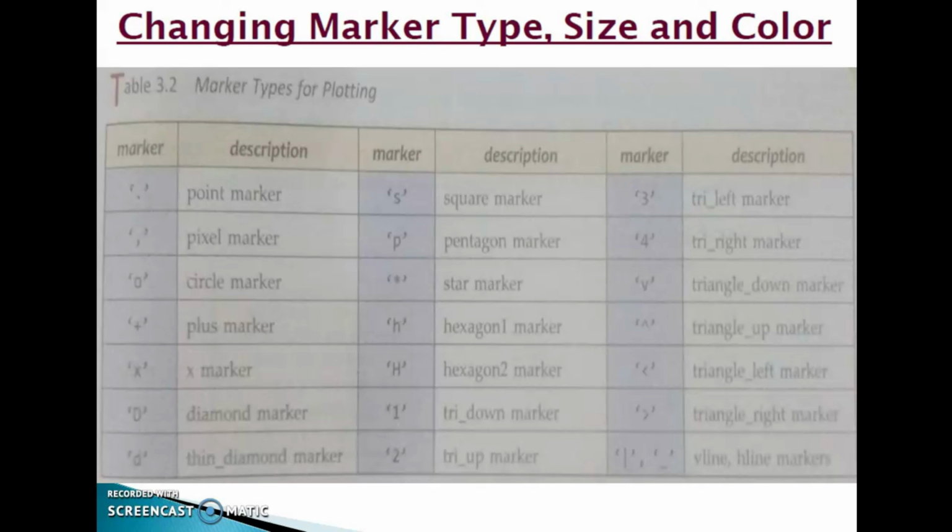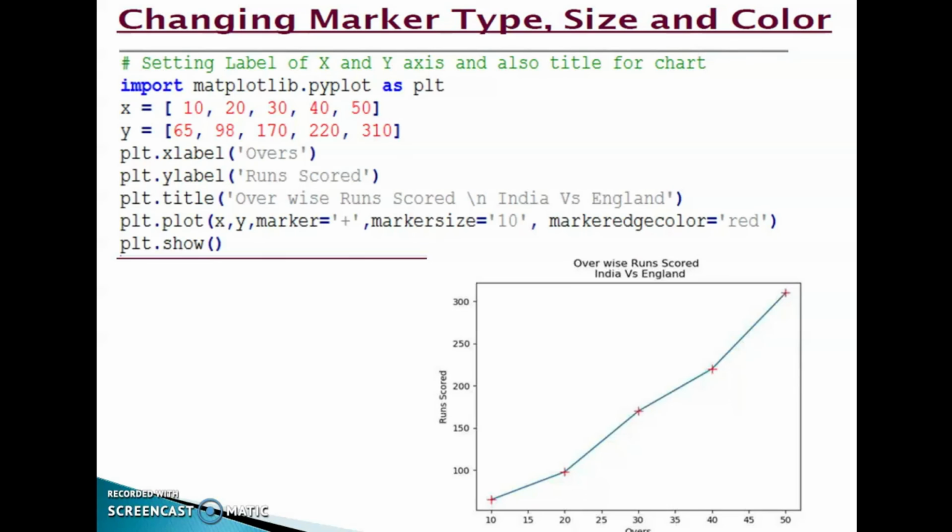Okay, how can we use this one? Check this: changing marker type, size and color, setting labels of the x and y axes and also the title for the chart. One more thing, the marker type also we have to specify there. Import matplotlib.pyplot as plt. x and y values we specified. Then plt.xlabel, that is overs. plt.ylabel, that is runs scored. The title you already gave: overs versus runs scored, India versus England.